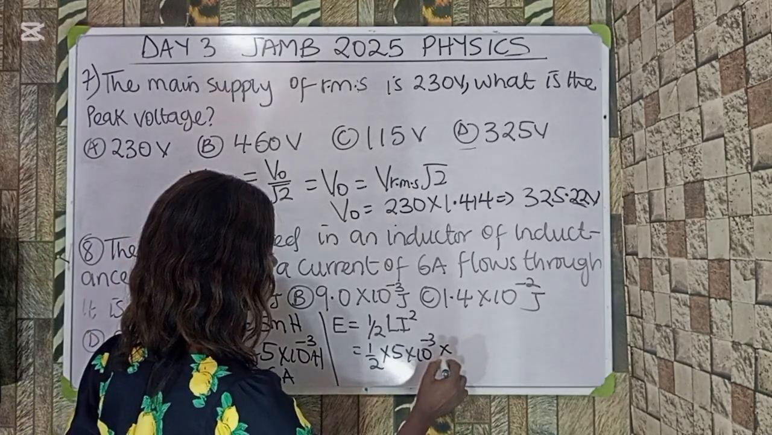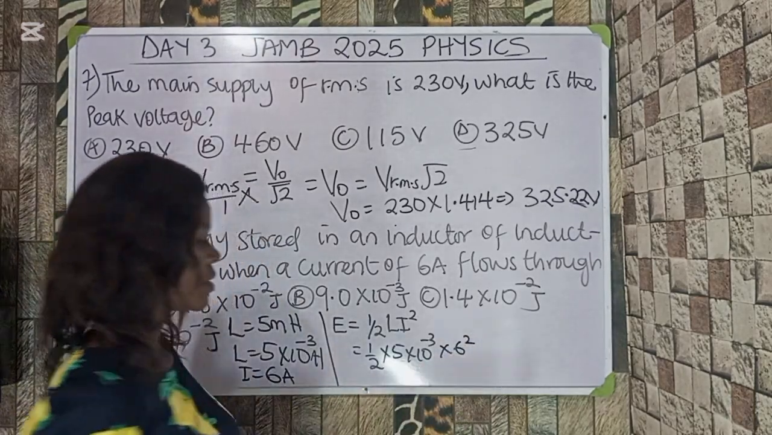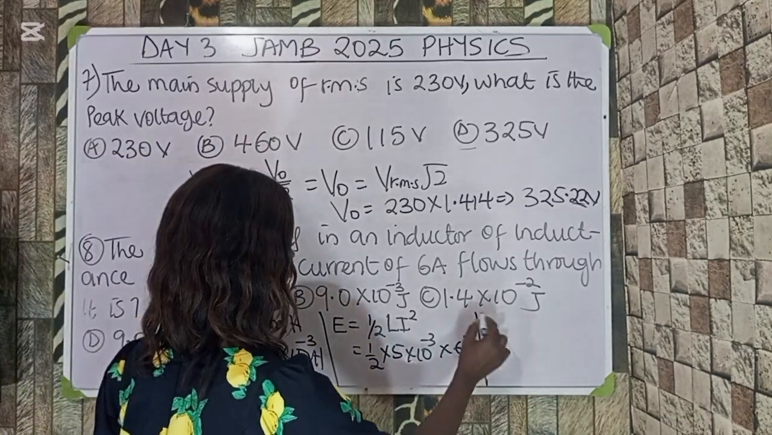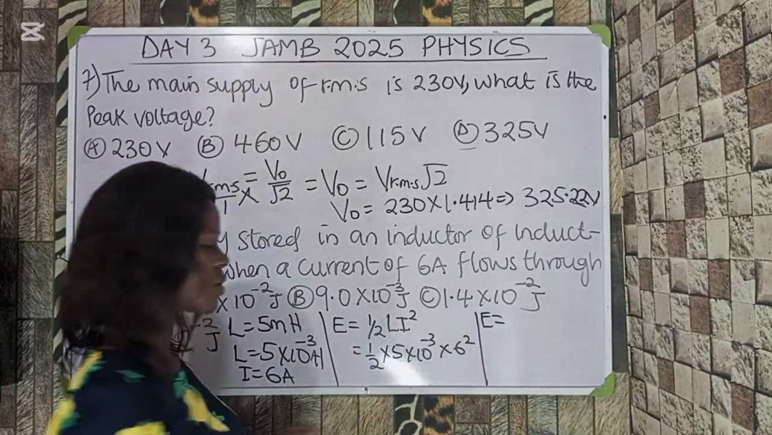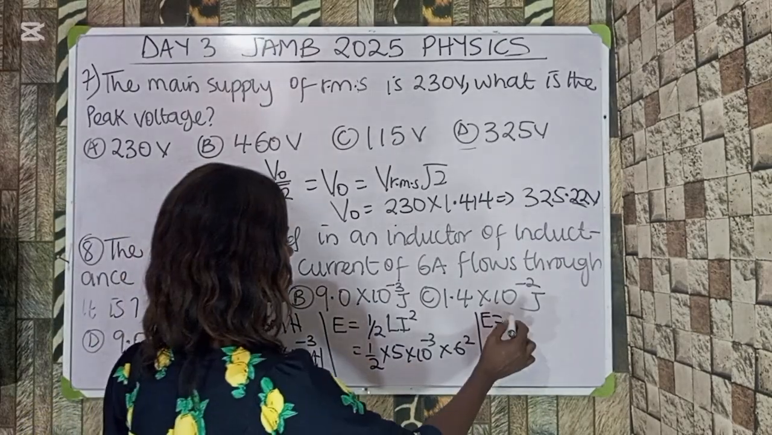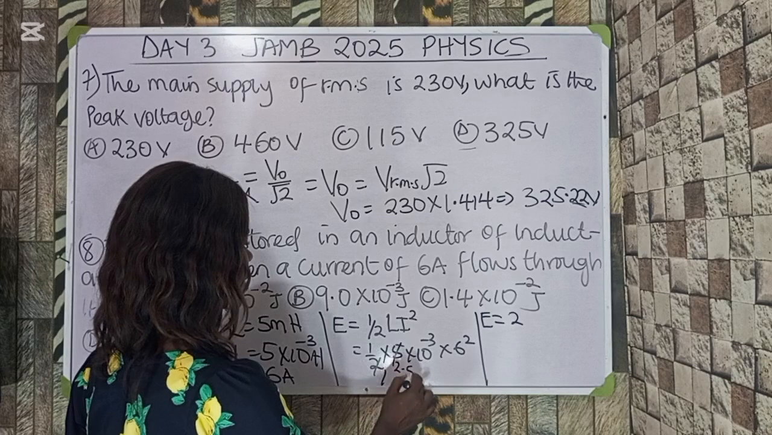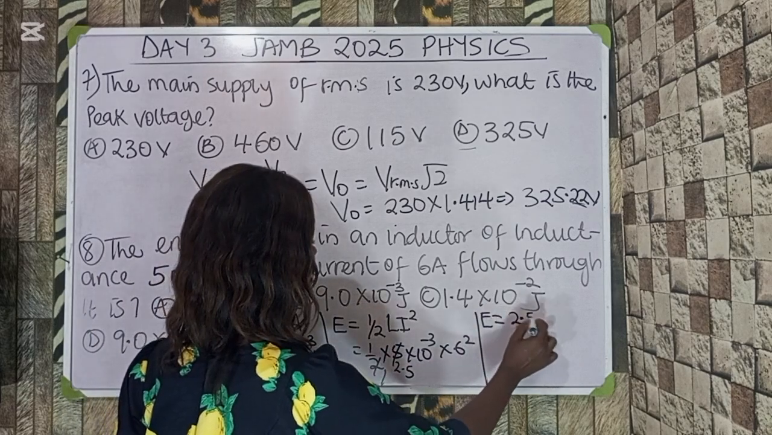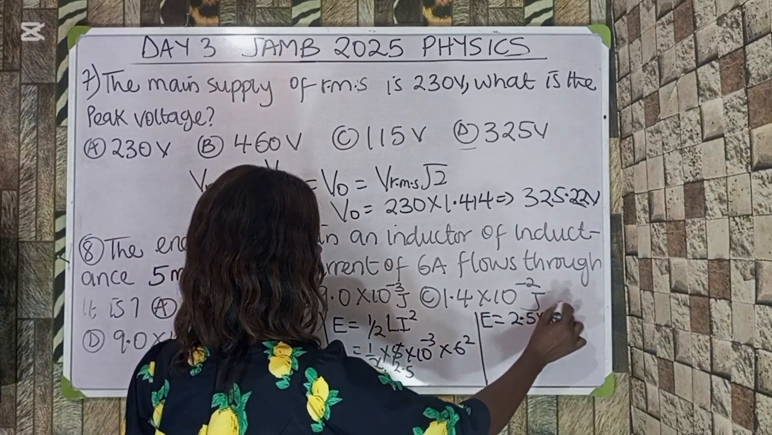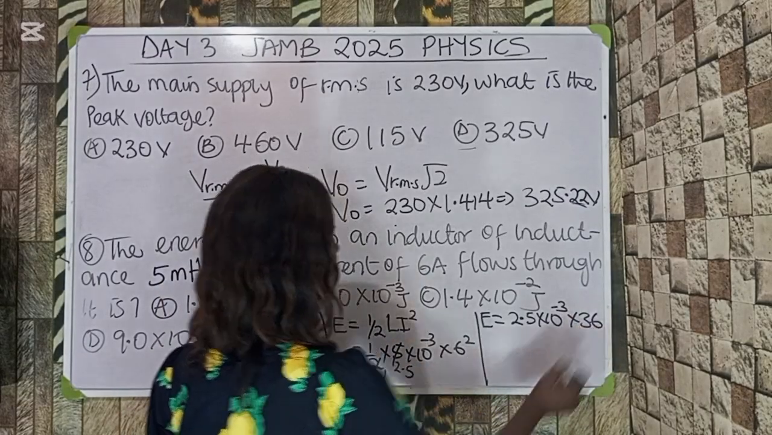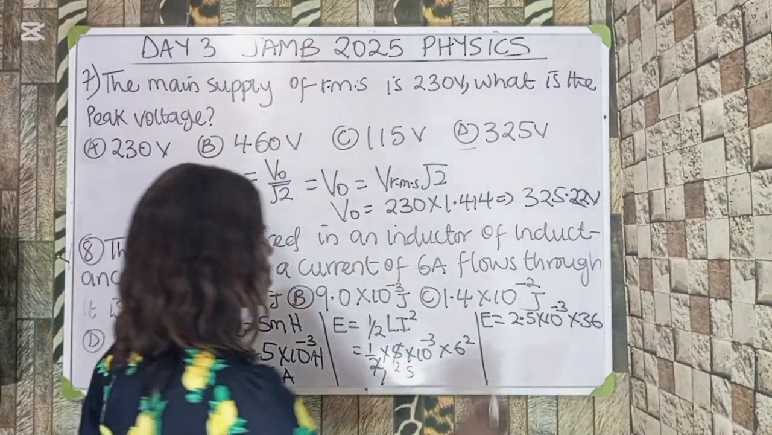I will now say times 6 squared. Is that clear? Now by the time you work it out, we have that E is equal to, when you divide this, you have 1 divided by 2 gives 2.5, okay? Now this is 2.5 times 10 to the power minus 3, okay? Then multiply by 36. Is that clear?